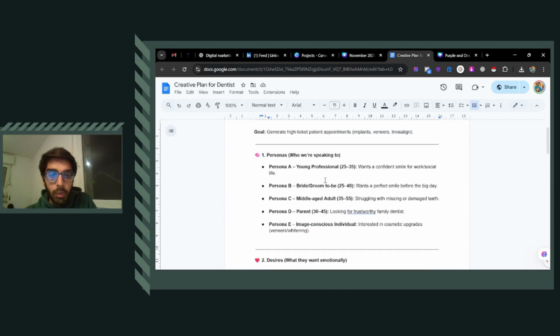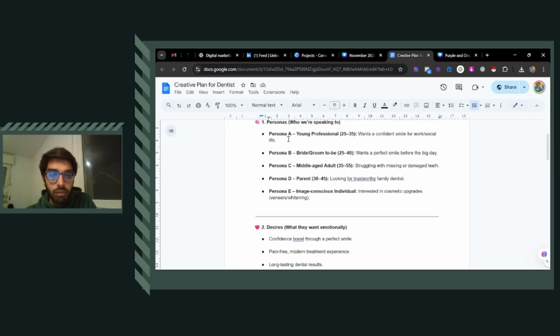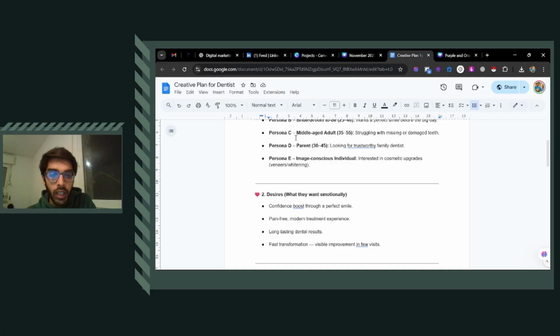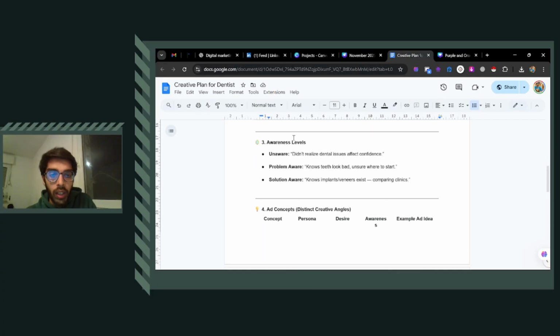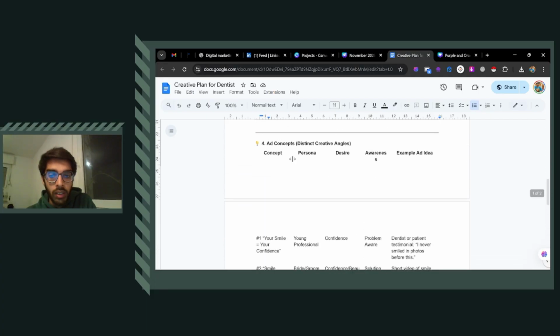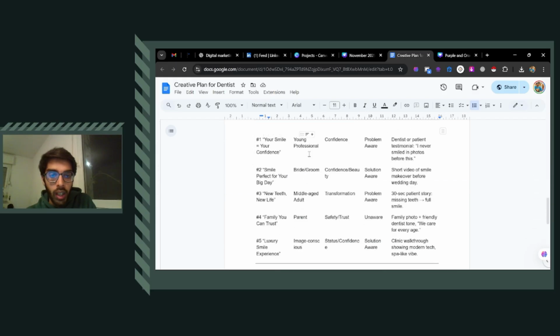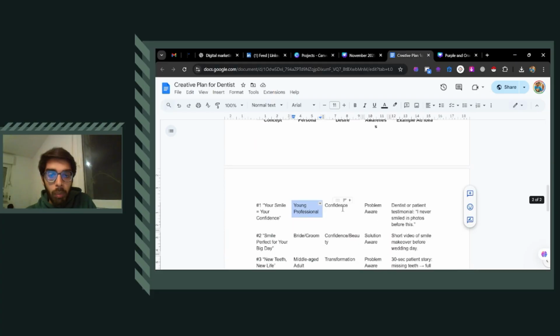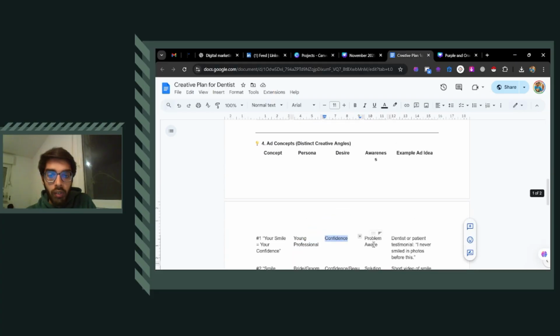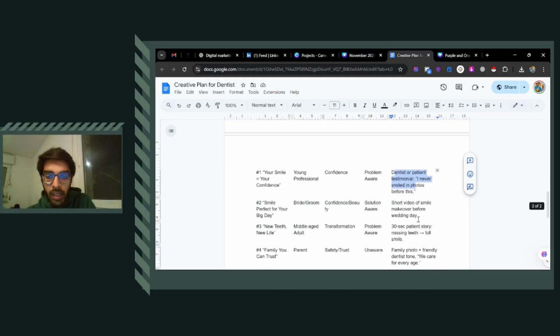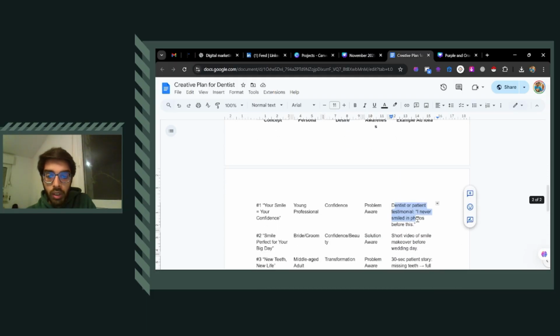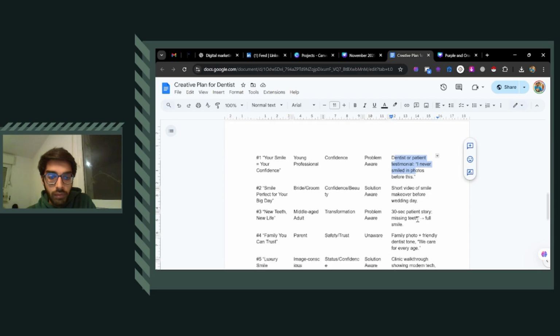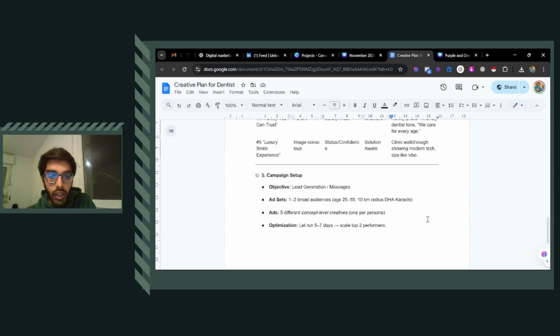So what we are supposed to do is target persona by persona, targeting their desires and accordingly their awareness levels. The table would look something like this. For example, we have the young professional. His main desire would be confidence, the awareness level would be problem aware, and this is something which would be the basic example idea, and so on and so forth.